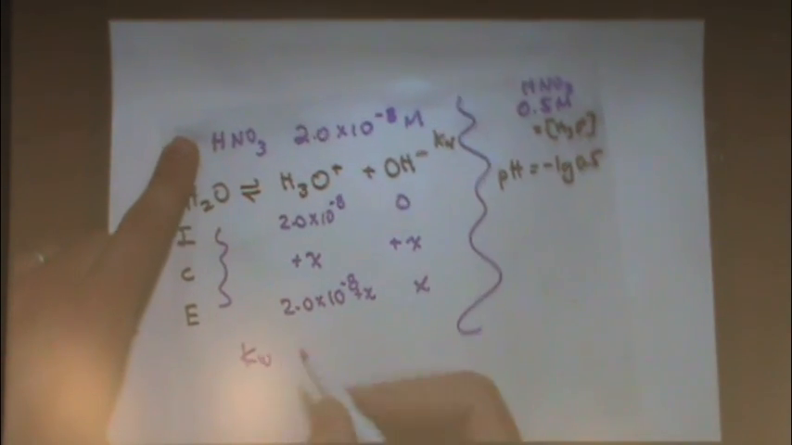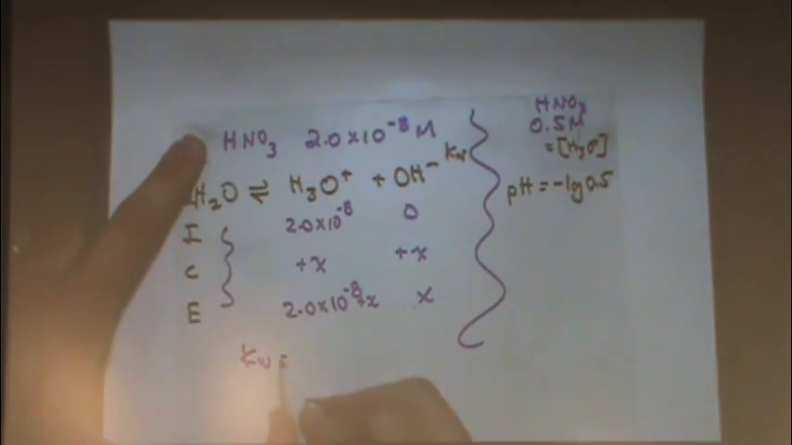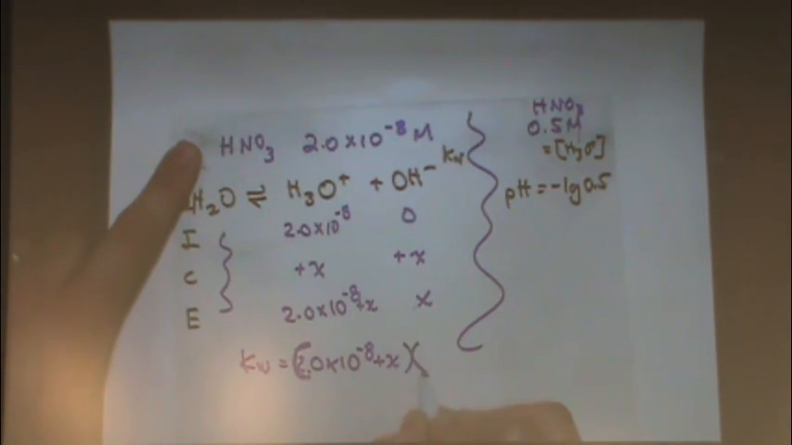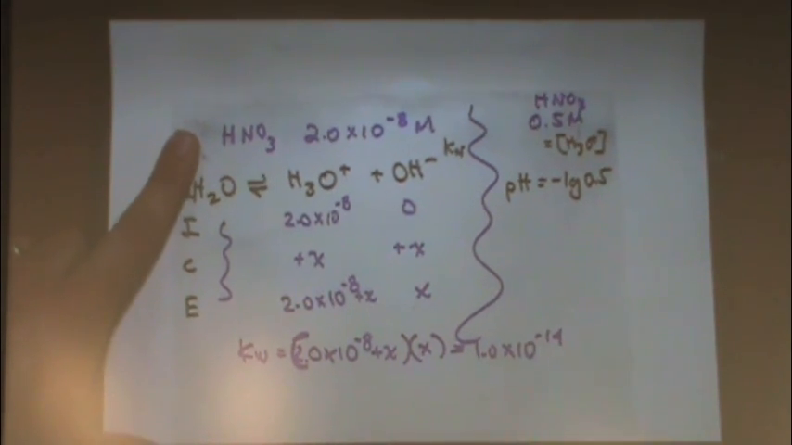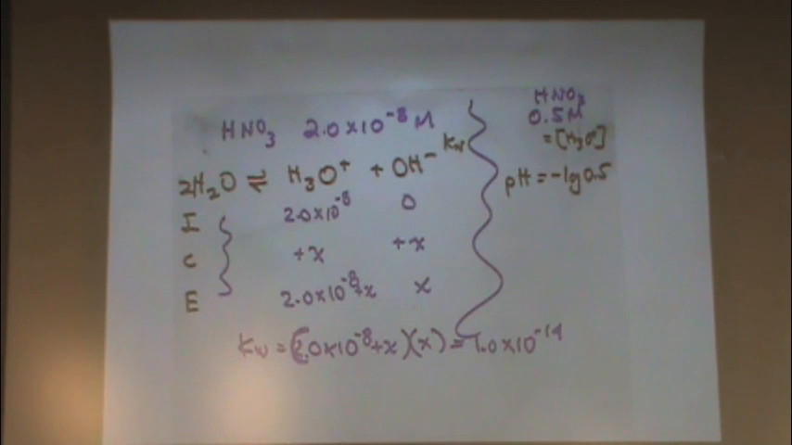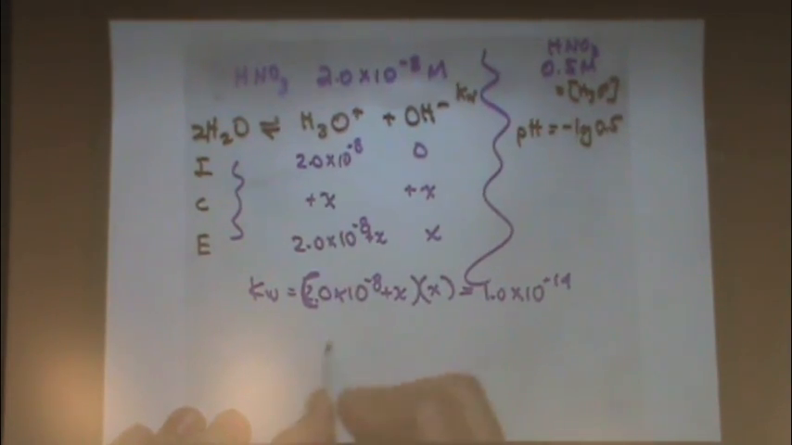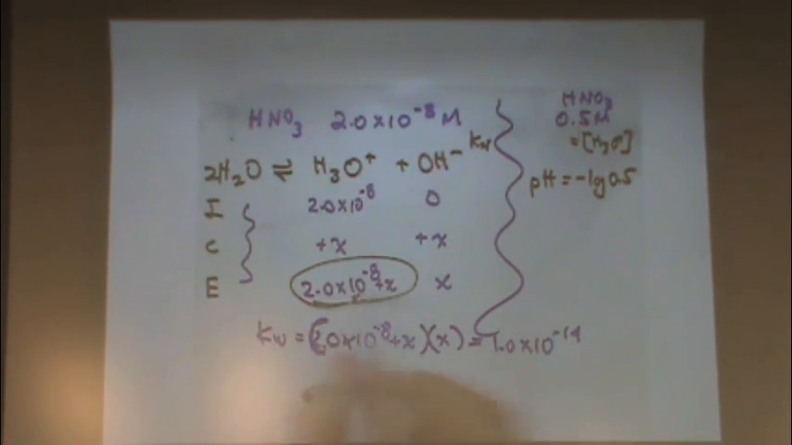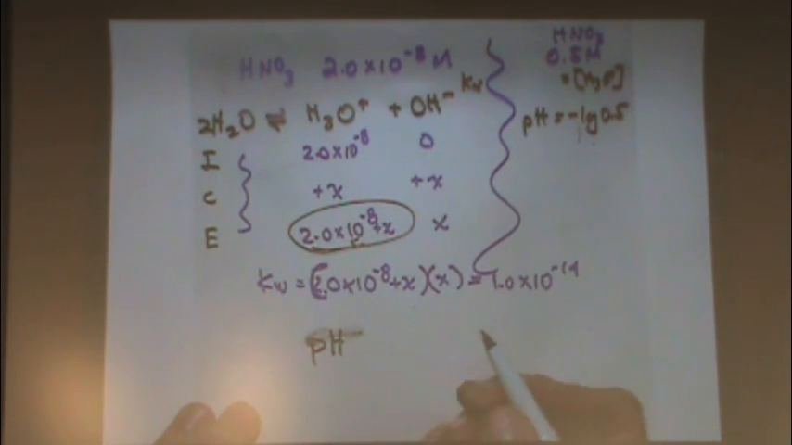And so Kw is just products over reactants, and there's only products in this case. 2.0 times 10 to the minus 8 plus x, times x. And Kw is given on the back of the exam, 1.0 times 10 to the minus 14. This, unfortunately, will be a quadratic. It's unavoidable. You'll have to solve the quadratic. The good news is, there is possible good news in this problem. Okay, because it's a dilute strong acid, what do you expect? So x, well, the pH is going to be the negative log of this number right here. What do you expect the pH to approximately be?